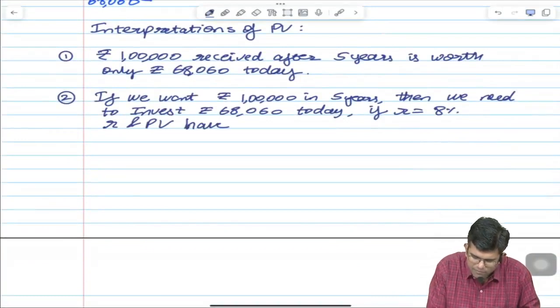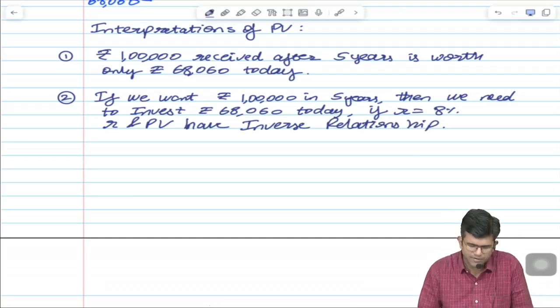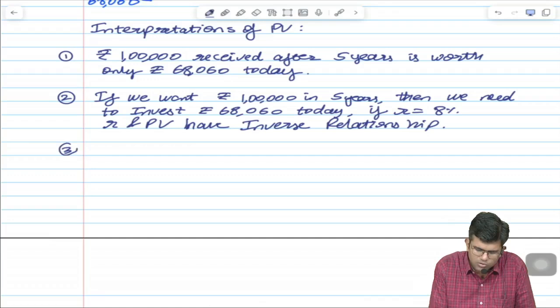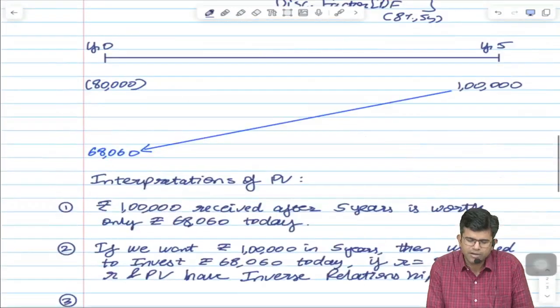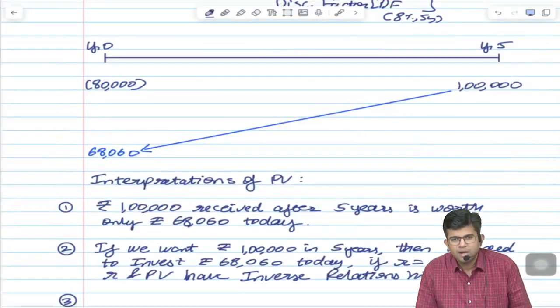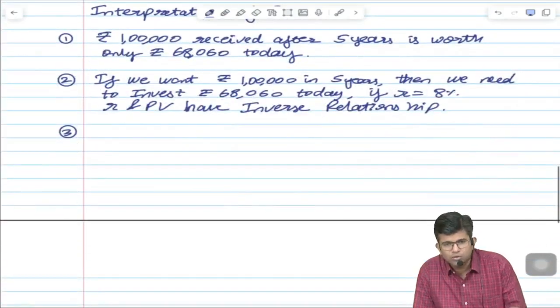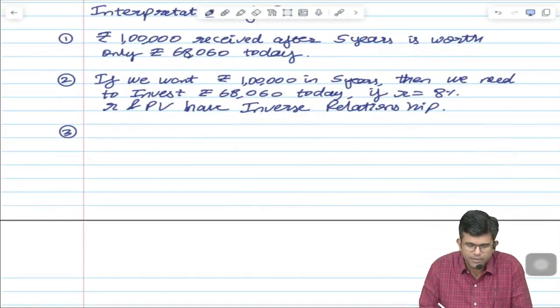As some of you have correctly remembered from foundation, R and PV have inverse relationship. This line everyone understood? R and PV have inverse relationship. Very good. Now students come into the third interpretation. Interpretation of 68,060. Now I am going to write it down. Please nod your heads if you understand what I write. Everyone ready? Okay.